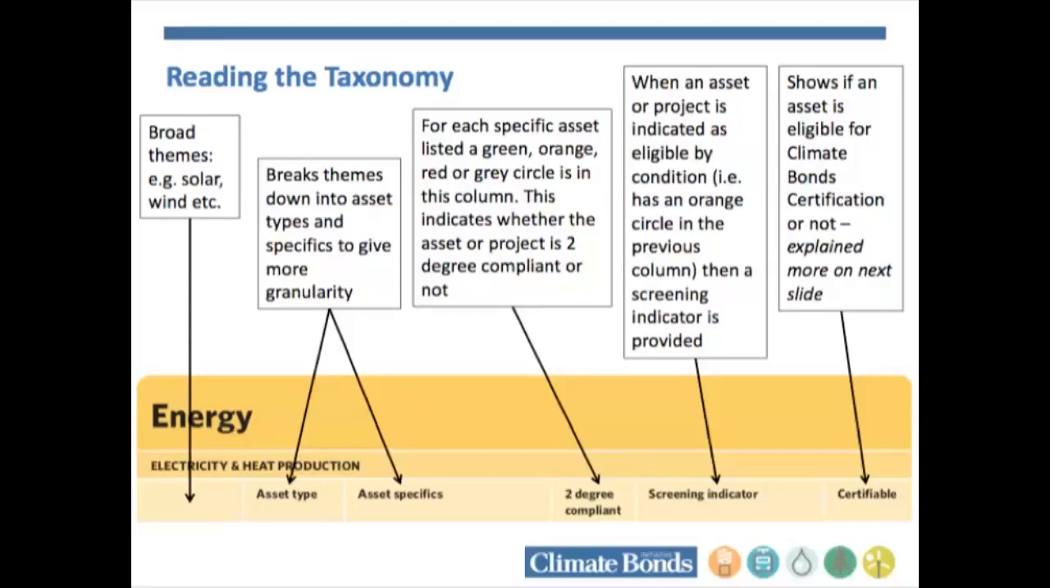We've marked whether it's 2-degree compliant with the green, orange, red, or grey circles. The idea is that it indicates how we see a project as being compatible with limiting warming to below 2 degrees. The screening indicator is then, if a project is marked as orange, so compliant under some conditions, the screening indicator explains those conditions. And the final column, certifiable, is an indication of whether those types of projects or assets are Climate Bonds certifiable or not, which I can explain a bit more on the next slide.